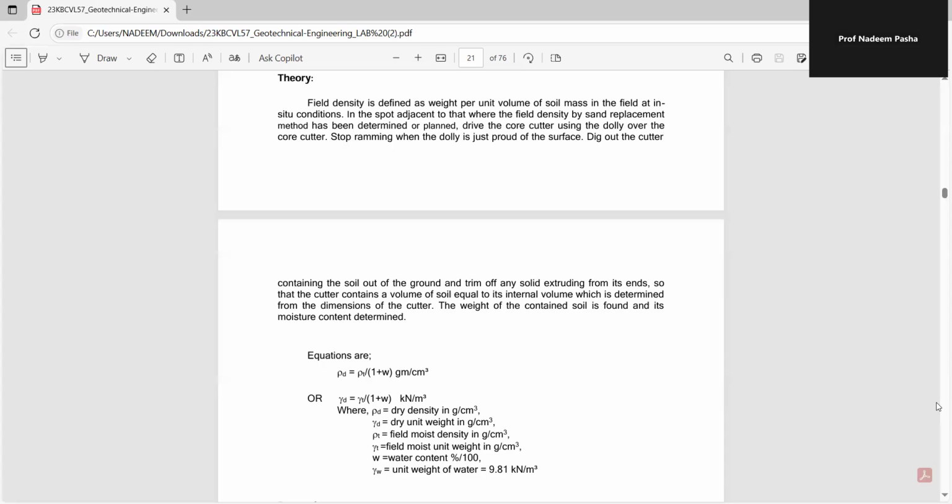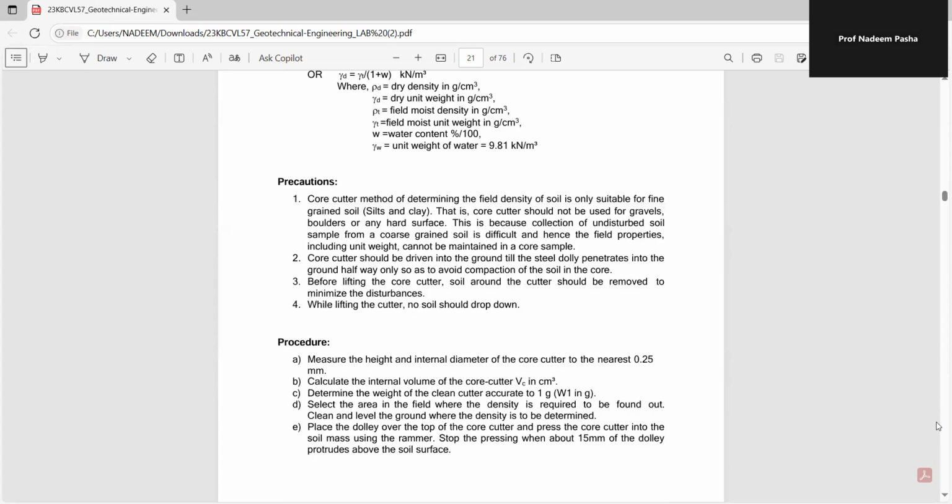So what is the equation used? Rho d is equal to rho t divided by 1 plus W, gram per centimeter cube, or gamma d is equal to gamma t divided by 1 plus W, kilonewton per meter cube. So rho d is dry density in gram per centimeter cube, gamma d is dry unit weight, rho t is field moist density in gram per centimeter cube, gamma t is field moist unit weight, W is water content in percentage, and gamma w is unit weight of water, 9.81 kilonewton per meter cube.